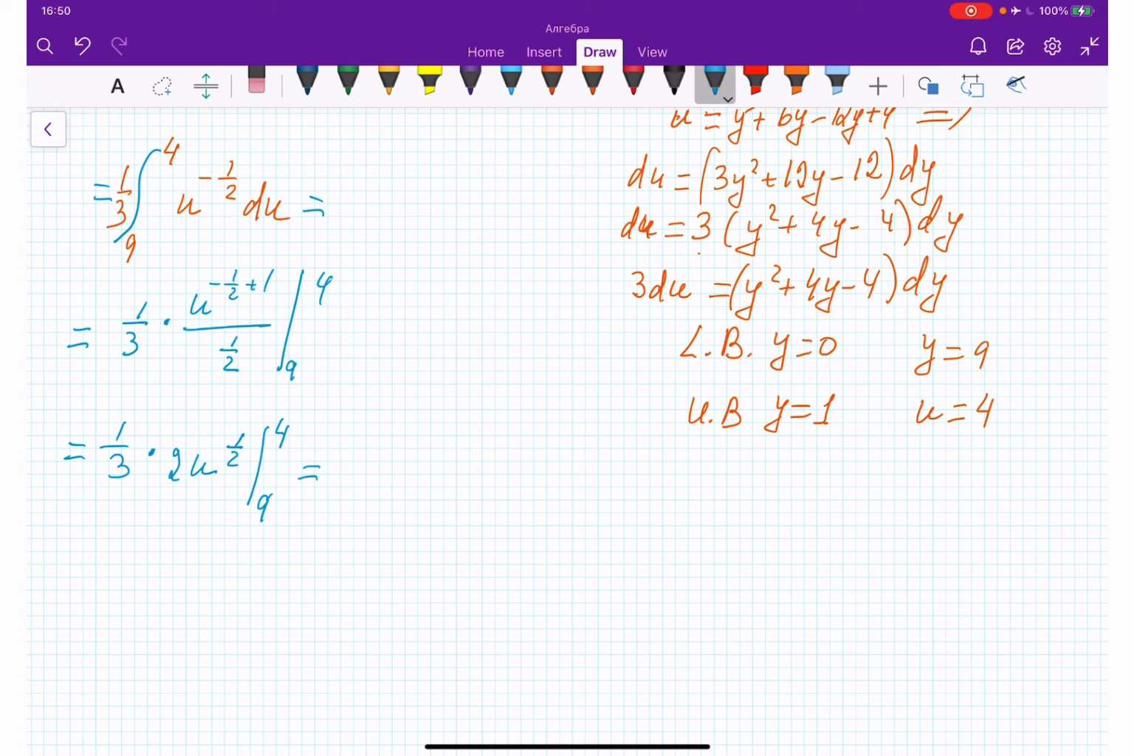This is equal to 2/3, so we get 4 to power 1/2 minus 9 to power 1/2. Couldn't be easier solution. And we are getting 2/3 times what? 4 to power 1/2 is the square root of 4, it's going to be 2. Here it's going to be 3. It's going to be -1. And the answer is going to be -2/3. So the answer is -2/3.